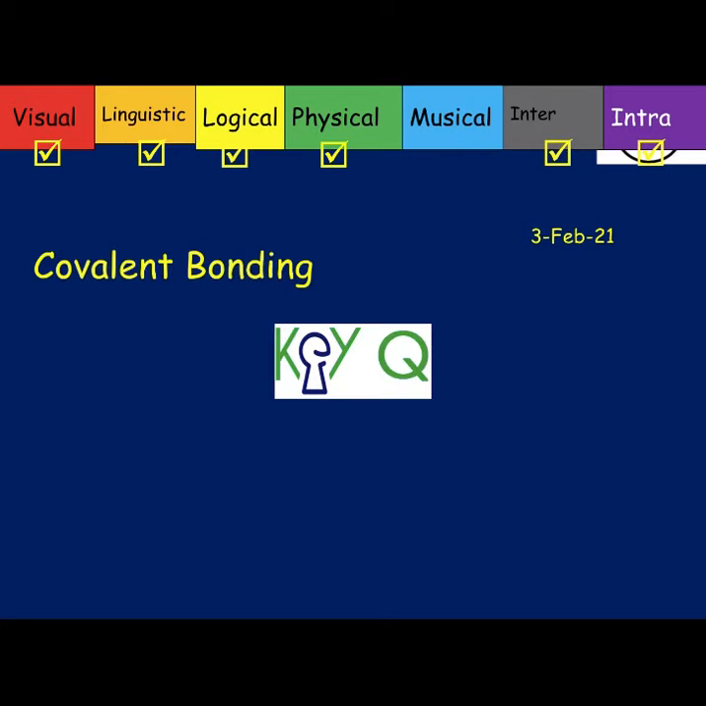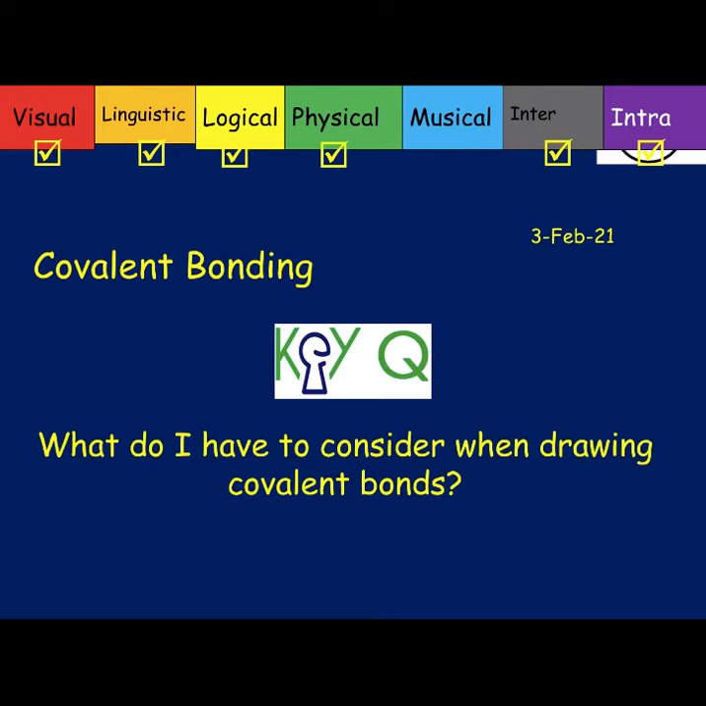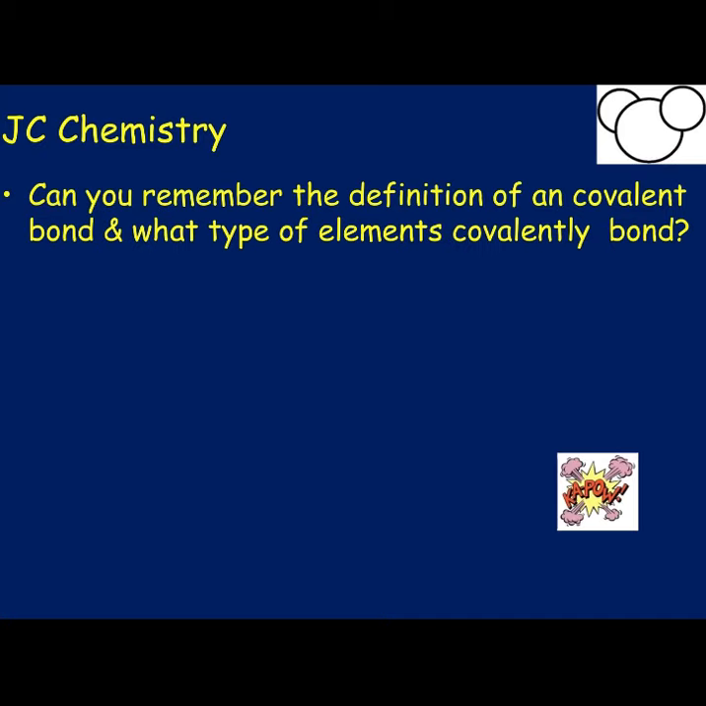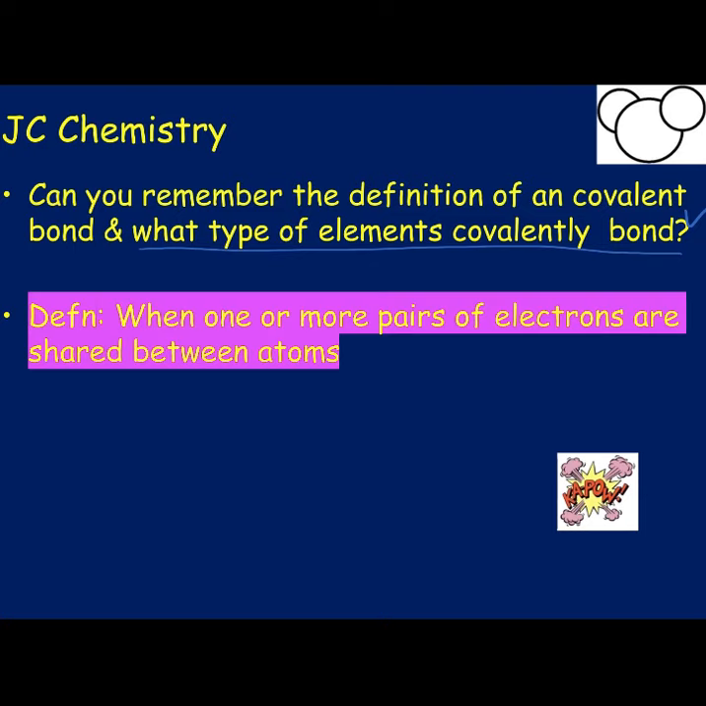Now, you are going to have to be able to draw covalent bonds for the SEC. So there are some things that you need to remember when you're doing it. You may have, when you did junior cycle, have a definition for a covalent bond, and that definition still applies. It hasn't changed. We've dealt with this now, what type of elements covalently bonded. That has been done for us. And our definition is when one or more pairs of electrons are shared between atoms. That is the definition for a covalent bond.